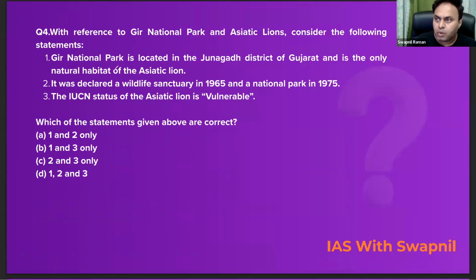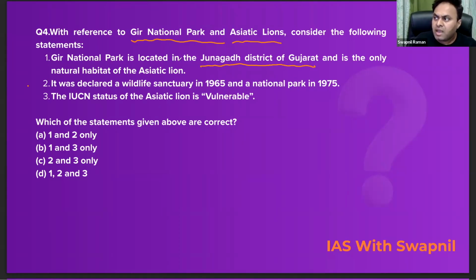Now let's move on to the next question. So look at the question number 4. With reference to the Gir National Park and Asiatic lions, consider the following statements. The first statement says Gir National Park is located in the Junagadh district of Gujarat and it is the only natural habitat of the Asiatic lion. Absolutely correct.